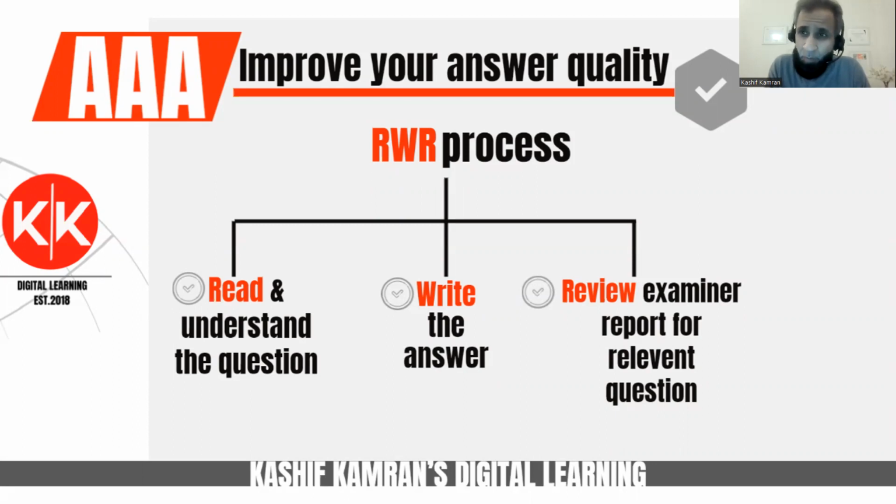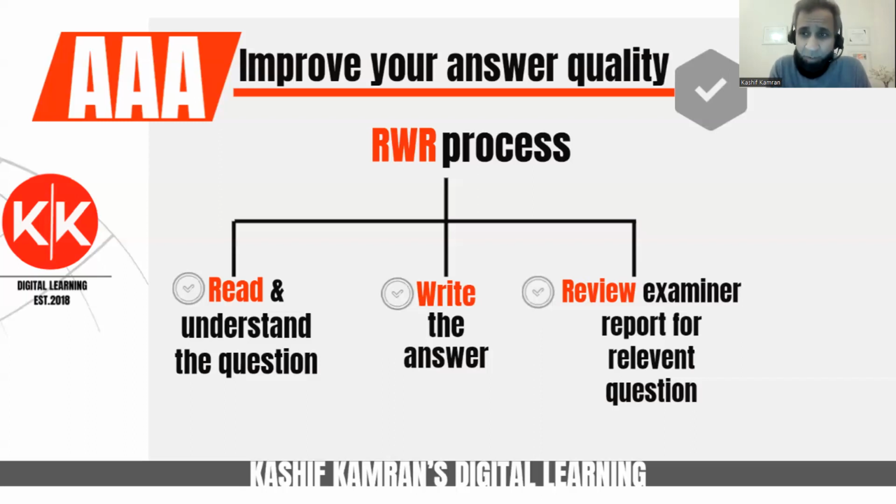Today I'm discussing a very important topic, which is about improving your answer quality in the AAA paper, which is of extreme importance because most of the time when students fail the AAA paper and sit down to investigate the reason why they have failed, one of the most important reasons of failure is that they're not writing the quality answer which is expected by the examining team and by the marker.